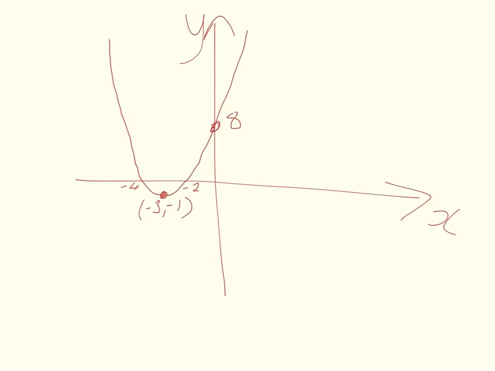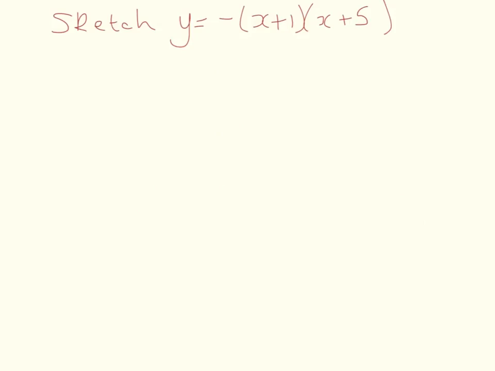We'll do one more example. Okay, here we've been asked to sketch y equals negative (x plus 1)(x plus 5). I will go through this a little bit faster. Step 1, we need to determine if it's a happy or a sad parabola. We need to determine if it's going to have a maximum turning point or a minimum turning point.